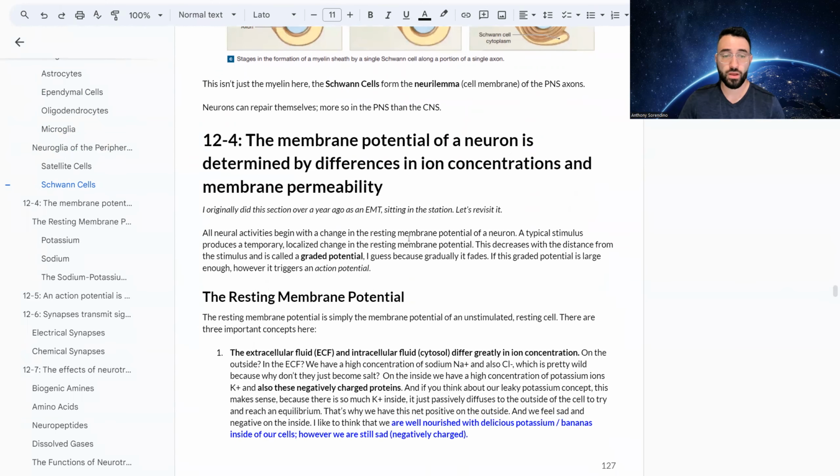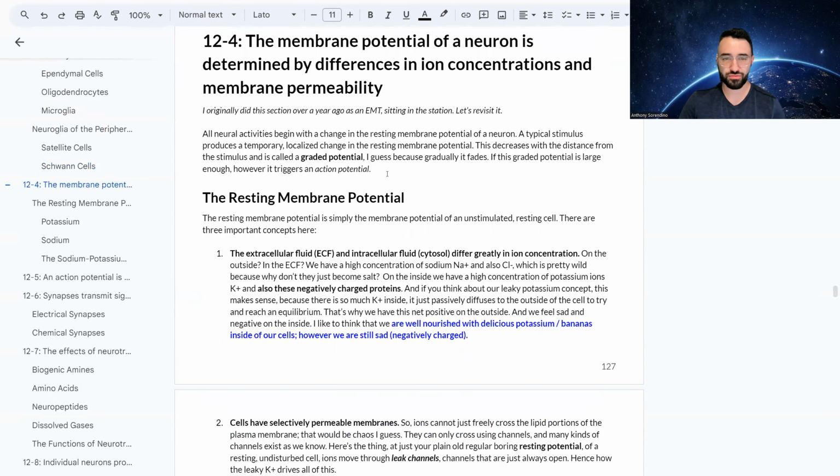Okay, now we're getting into the meat and potatoes of this chapter. The membrane potential of a neuron is determined by differences in ion concentrations and membrane permeability. I've been working on this section for over a year, off and on.